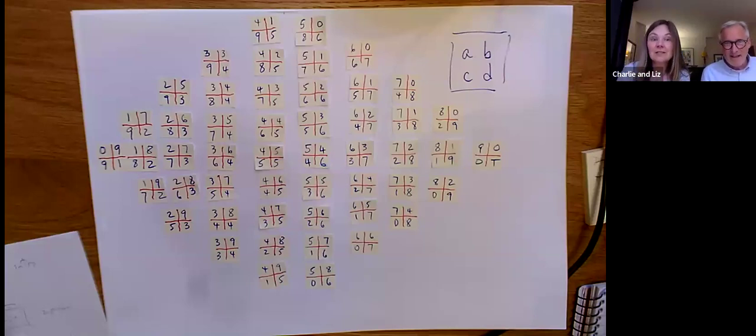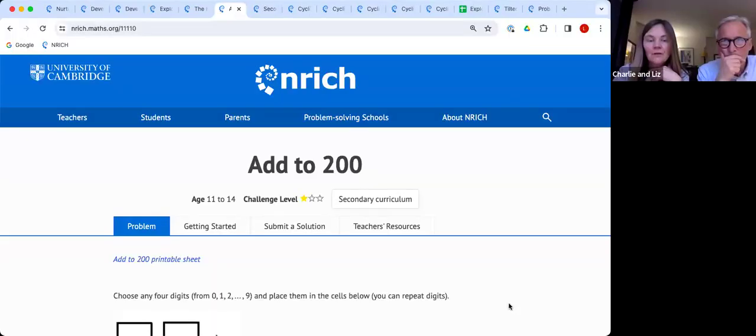That task, just incidentally, I said was called Add to 200. Sorry, let me stop sharing the visualizer and go back to the NRICH site. So this is Add to 200, which is the problem we've just tried. Your students may like to know this is a live task, a secondary live task. So do have a go at this with your class and send in some of your student solutions.